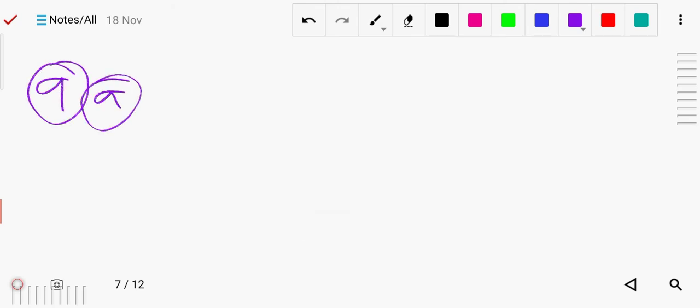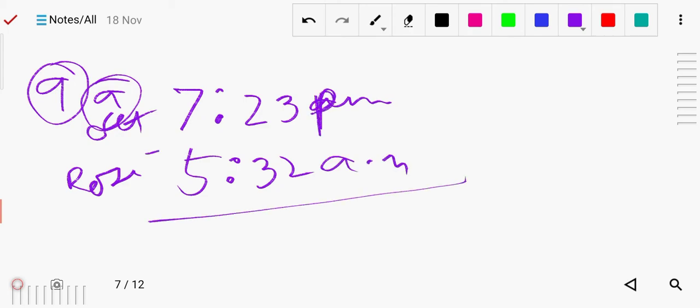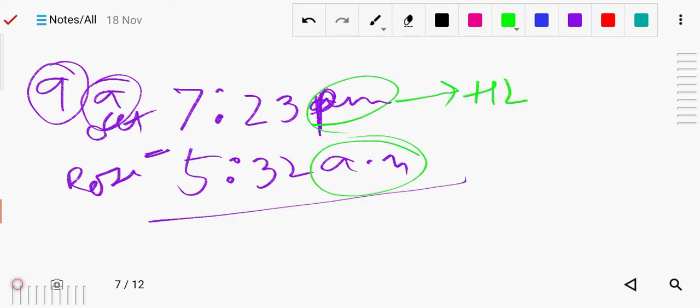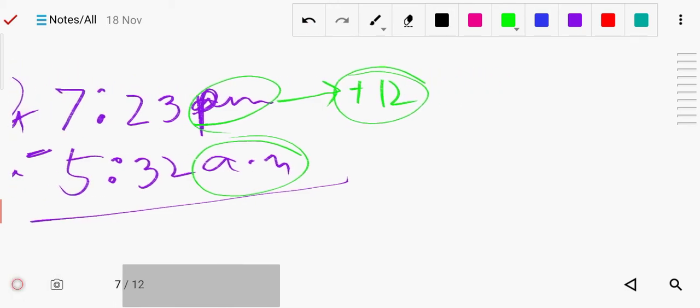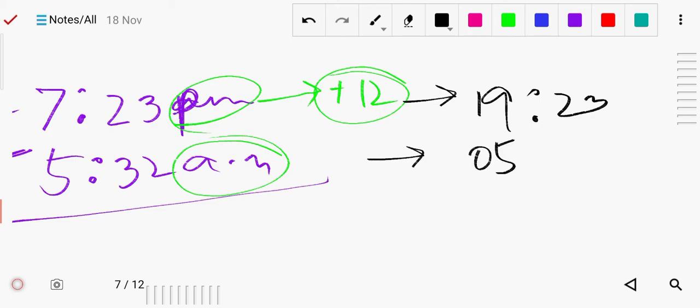Number 9a, so what is the finishing time? That is 7:23 p.m. You can write this is the set time and this is the rose time. The rose time is 5:32 a.m. Okay, the set time is actually given in PM. Now you have to subtract these two, and you can check that this one is in PM and this one is in AM. So you have to change it by adding 12, so when you add 12, it will be 1923. And here again this is 5:32.